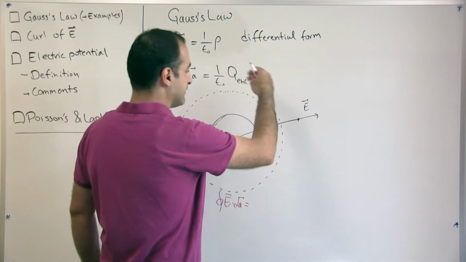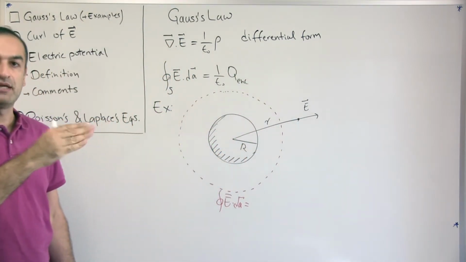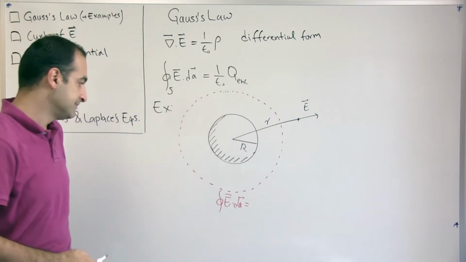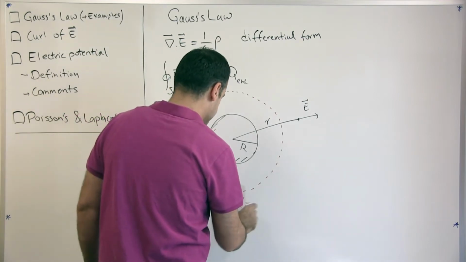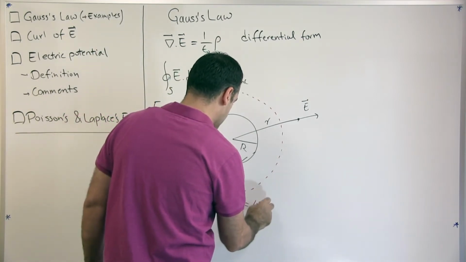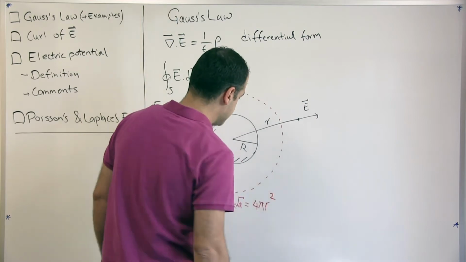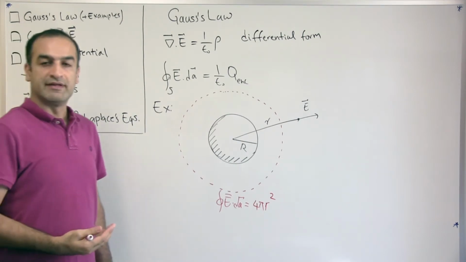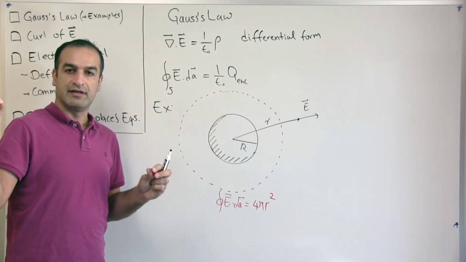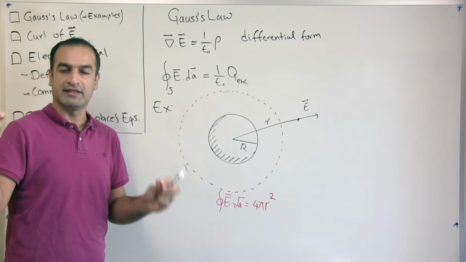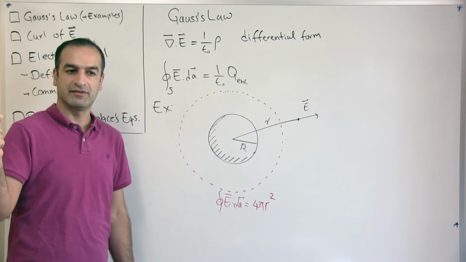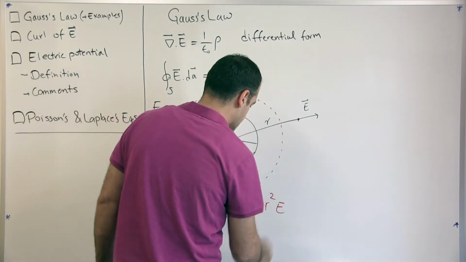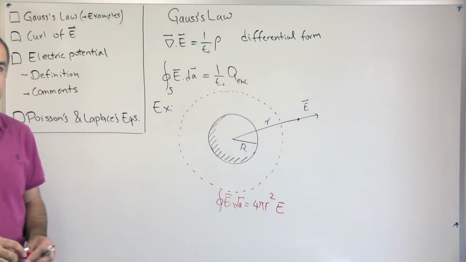Because of the symmetry, we know it's perpendicular to the surface. And because of the symmetry, we know it's going to be uniform over the surface as well. So here, this integral is 4 pi r squared. This small r is the radius of the Gaussian surface, and technically it is the distance from the center of the sphere, which is where we are calculating the electric field. So 4 pi r squared times E is this integral. Sounds good?